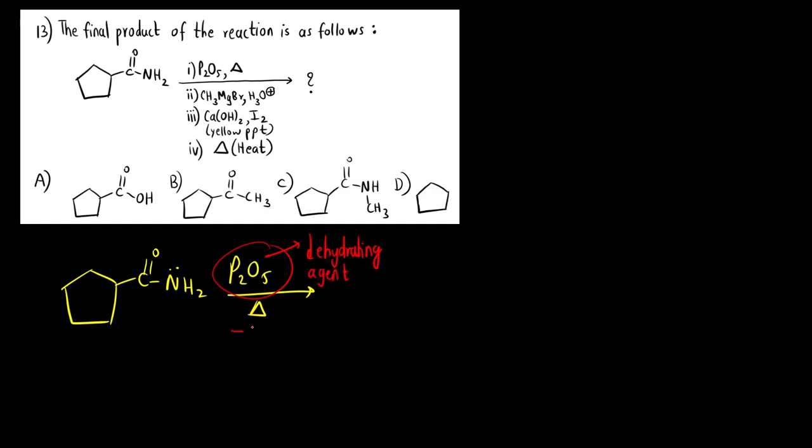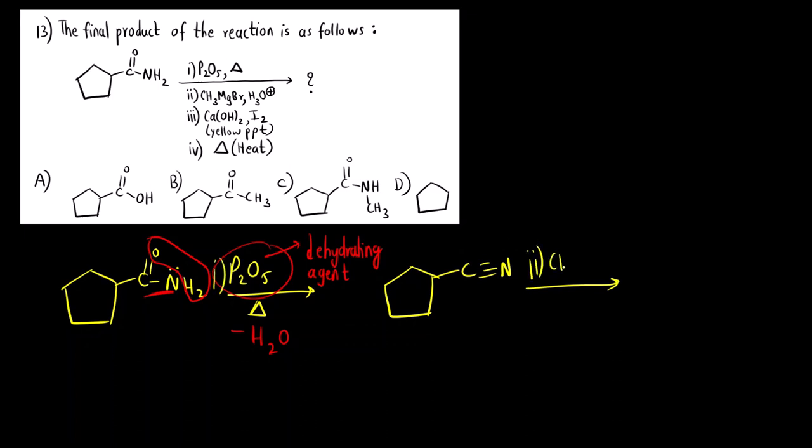Dehydration means loss of water. So water will be lost. What is left? Cyanide, C triple bond N. Okay, this was the first step. Second reagent is what? It is Grignard reagent. CH3MgBr minus will attack this. Nitrogen is more electronegative, delta minus. This will be delta plus.